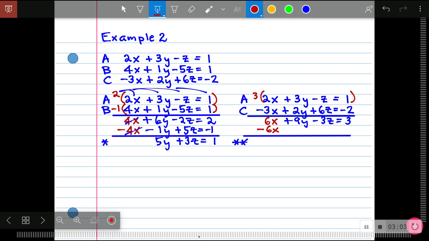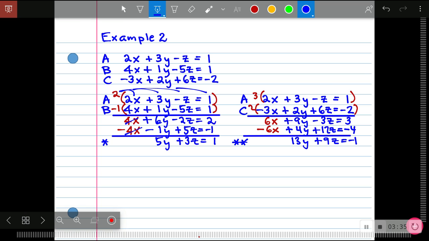And on the bottom line, we're going to multiply everything by 2, which when you distribute gives the negative 6x like we're hoping, plus 4y plus 12z, and that equals negative 4. Okay, when you add these lines, you get 13y plus 9z, and over here negative 1.